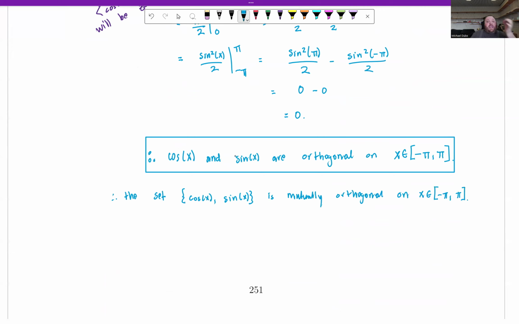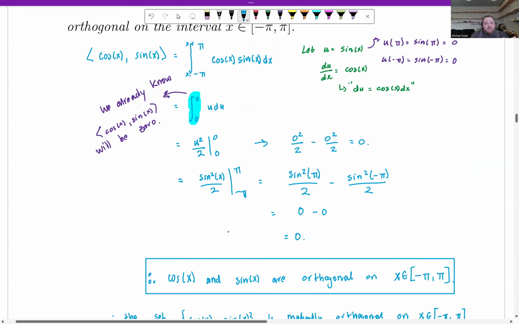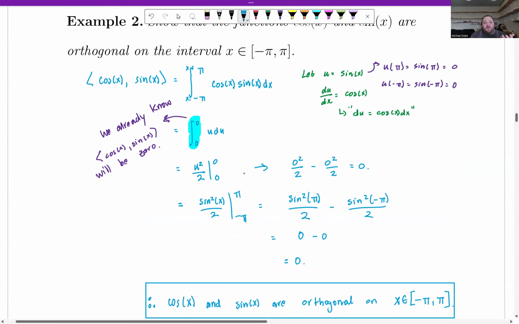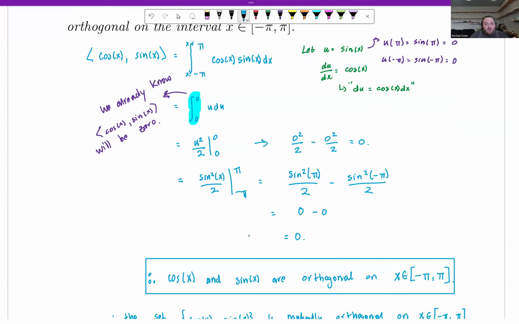That means if we had the set that contains cos and sine, the only pair of distinct functions from that set is cos and sine, and we've shown that their inner product is equal to 0. That means the overall set is mutually orthogonal on that interval. The only pair of distinct functions is sine and cos, and we've just demonstrated that their inner product is 0, and thus they are orthogonal to one another, and the entire set is mutually orthogonal.